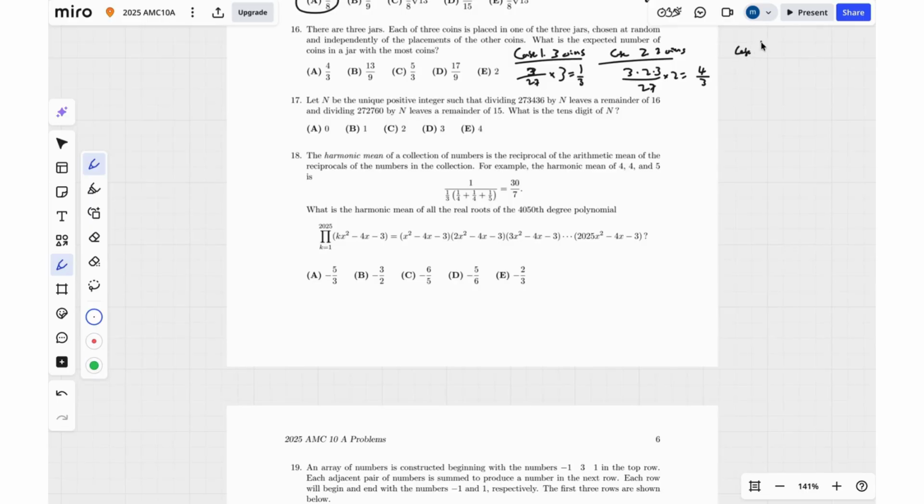Finally, case 3, 1 coin. We have 3 ways to pick the coin in the first jar and 2 ways in the second jar, over 27 times value, which is 2 over 9. So now if we add this up, we will get 17 over 9. So the answer is D.